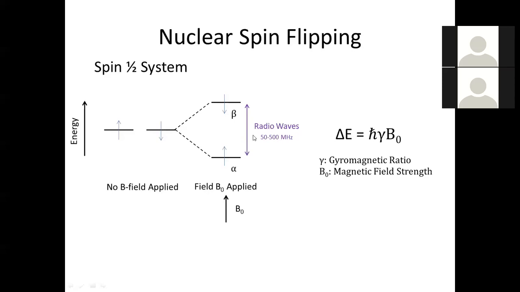This energy gap is given by this equation, h bar gamma B naught. B naught is the strength of the magnetic field that we applied. Gamma is the gyromagnetic ratio, which is the ratio of magnetic moment to angular momentum of this particular spin. So it depends on the particle itself and the surrounding magnetic field environment around it. So this is sort of an intrinsic thing to whatever molecule you're looking at. It's relatively constant over a large range of organic molecules, though.